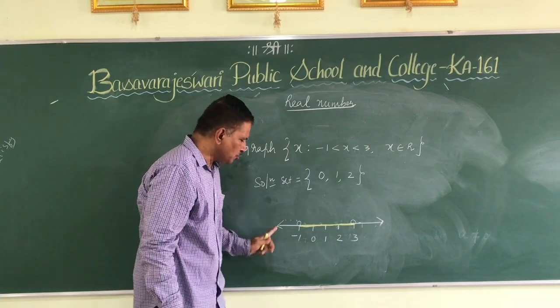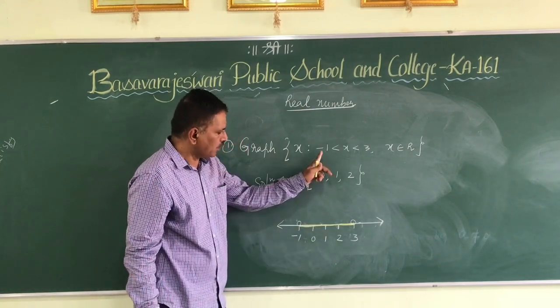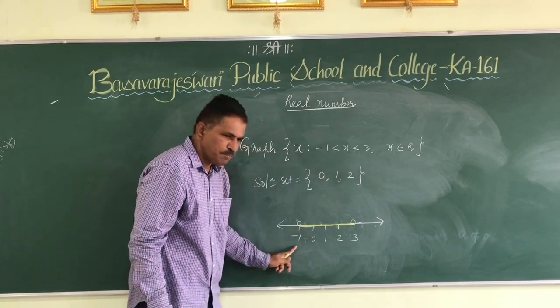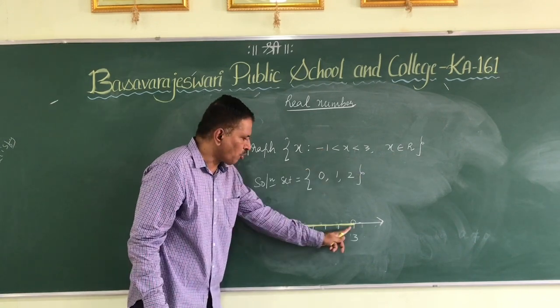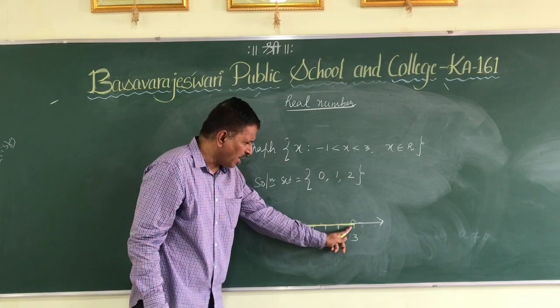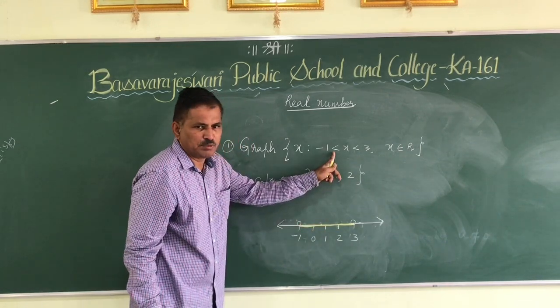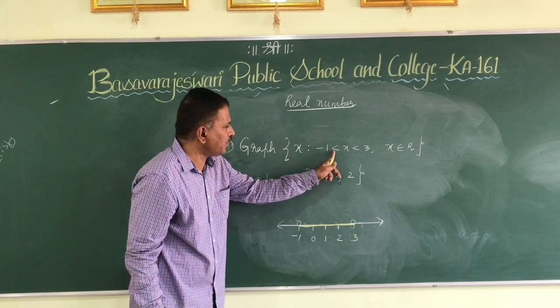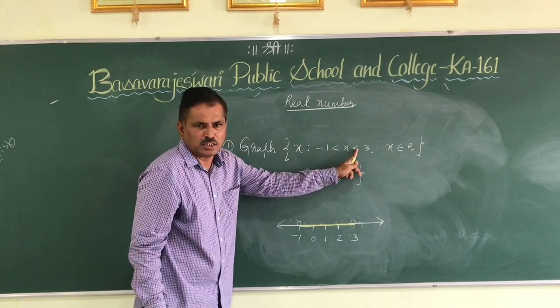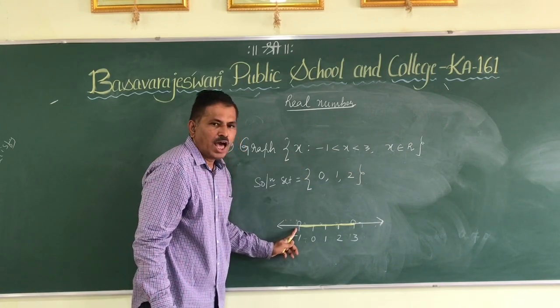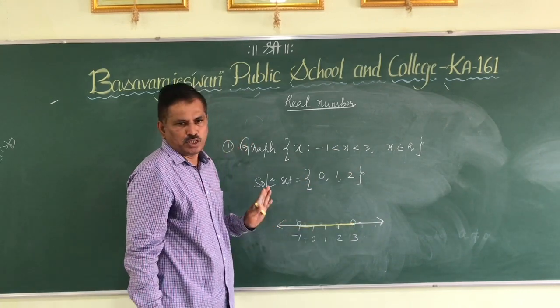I'll tell again, you should draw the number line. You have to represent the numbers from -1 to 3. On that you have to draw the thick line. Then you have to see whether the equal sign is given or not. Here in both cases the lesser than sign is given. So what you have to do is put the halo circle at both ends.